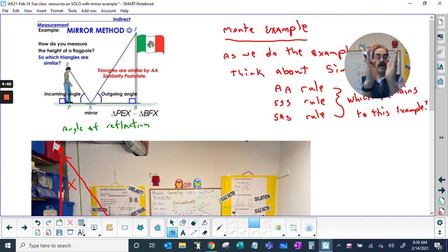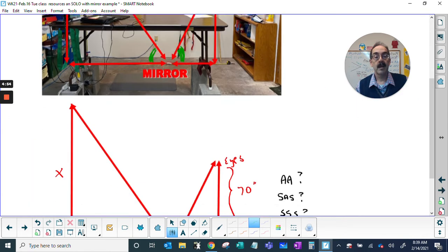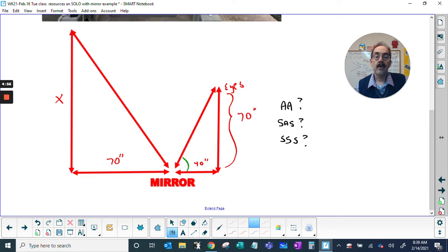The closer I get, the steeper the angle. The further out I go, the less the angle. Now, if you can accept that concept, the angles are congruent. The angle of reflection is congruent. Okay, so accepting that, it's not side, side, side.